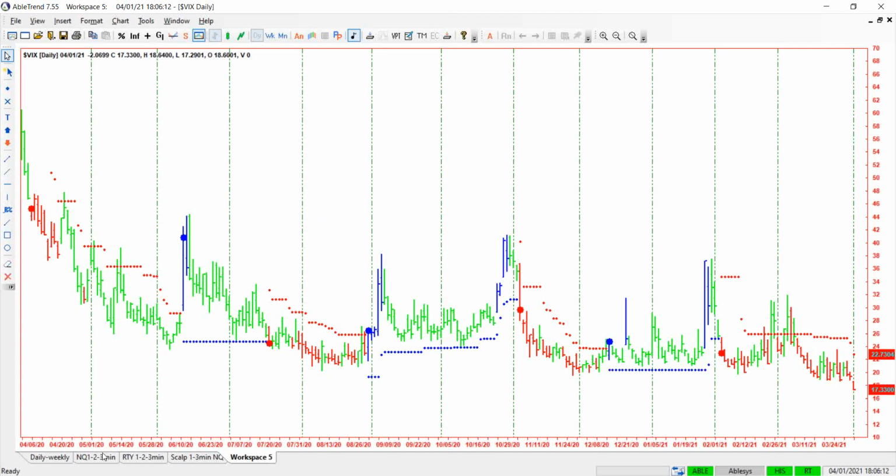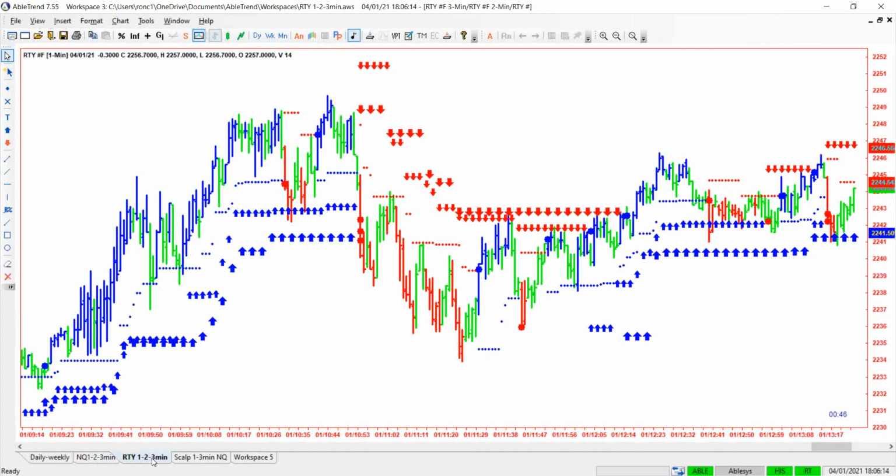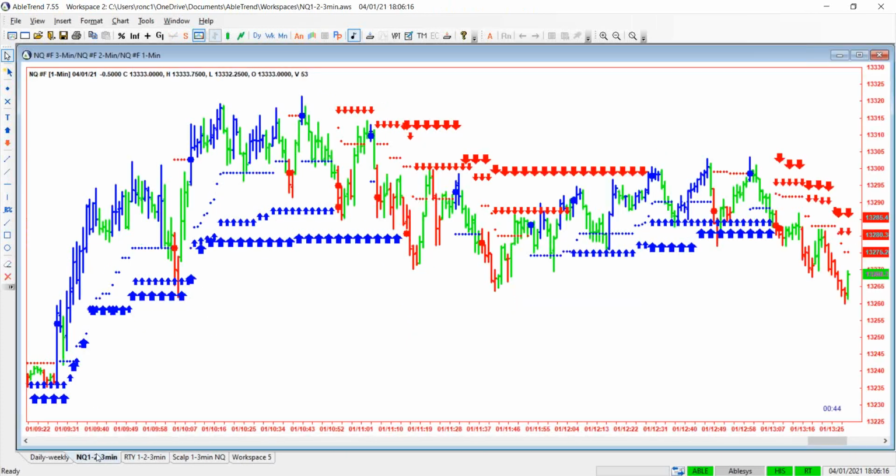Also, besides the mini NASDAQ, check out the mini Russell. It tends to trend a little bit smoother. You don't get the big moves, you don't get those home runs like you get in the NASDAQ, but you do get a little steadier chart, a little steadier price action.